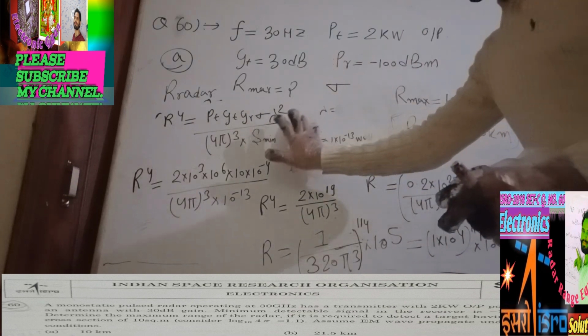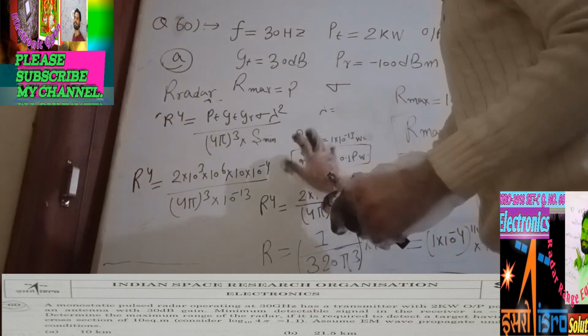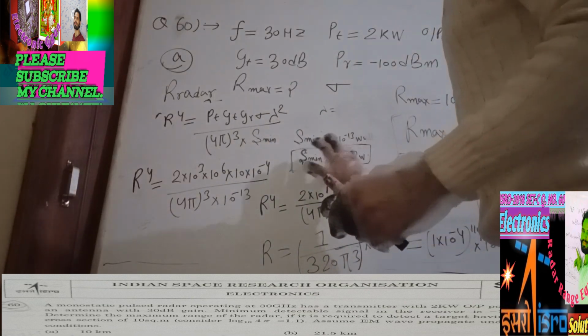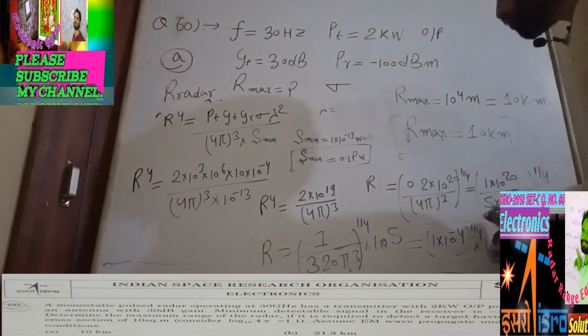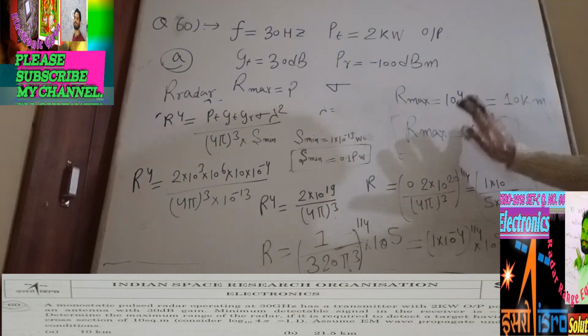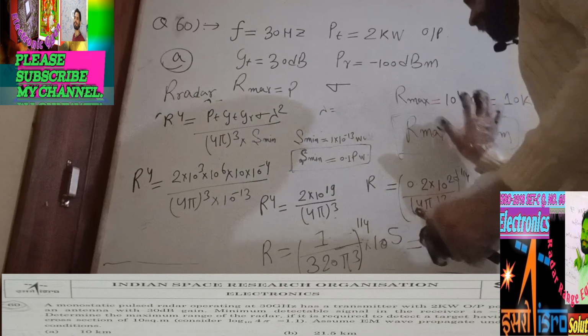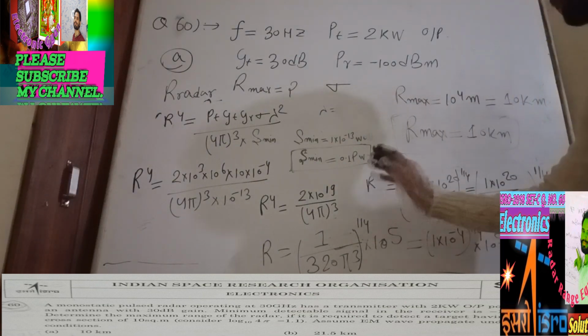Actually we have done this derivation through this concept. We understood the concept through the derivation, by doing this question. So this is not only a question; it is also the derivation for the radar range equation, which you can understand properly.